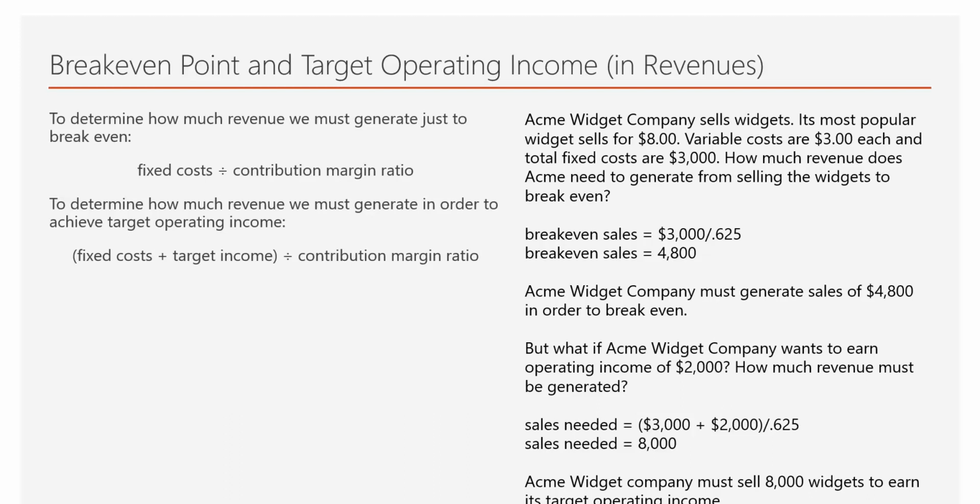So in order to figure out how much revenue I must generate in order to earn $2,000 operating profit, add my fixed cost of $3,000 plus my desired operating income of $2,000. Together, that gives me $5,000. Divide that by my contribution margin ratio, and in order to make $2,000 of operating income, I need to have revenues of $8,000.